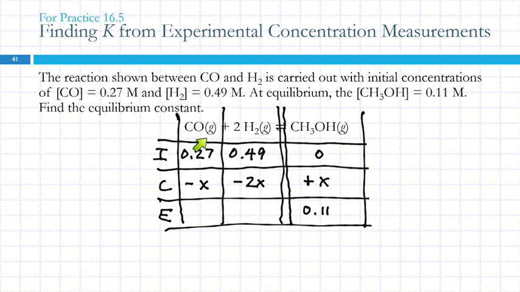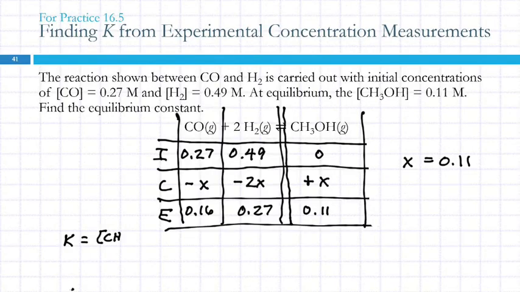Without writing it down, you could do it like this. You could say 0.49 plus negative 2 times 0.11. Yeah, you might want to write over here, okay, x is 0.11. And then for this one, 0.27 minus x, minus 0.11, 0.16. That's the hard part.